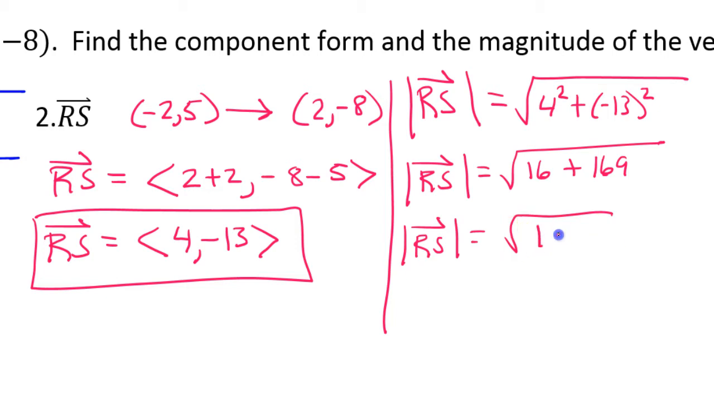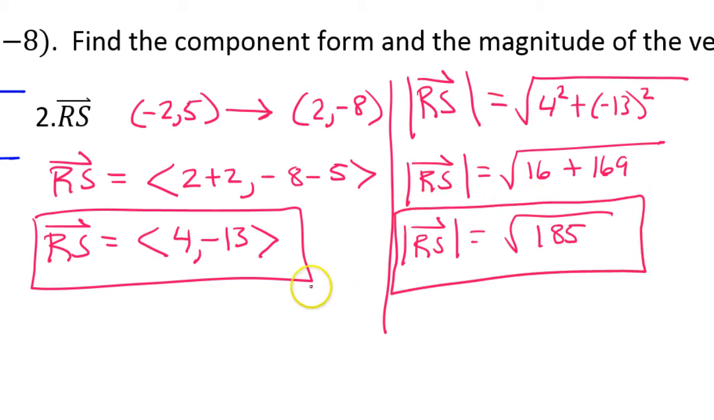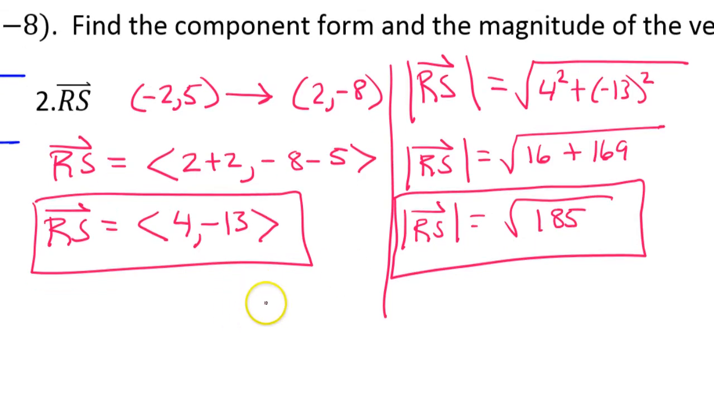So that's going to be the square root of 185, which does not simplify any further. So that's it. So we have the component form and the magnitude of vector RS.